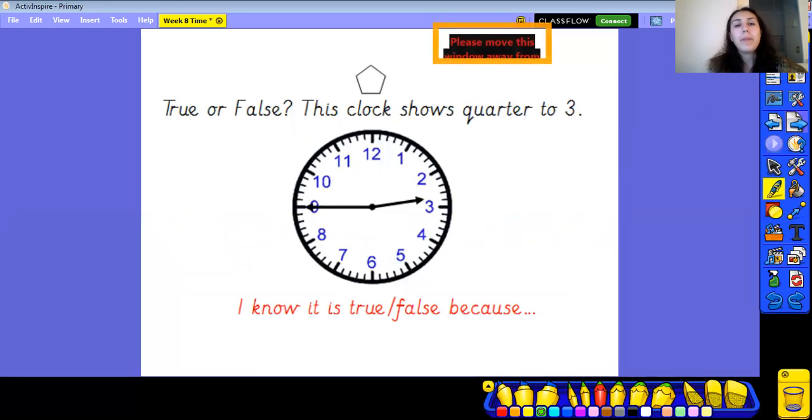And again, the pentagon question is a true or false. So this clock shows 2:45. I know it is true, or I know it is false because.